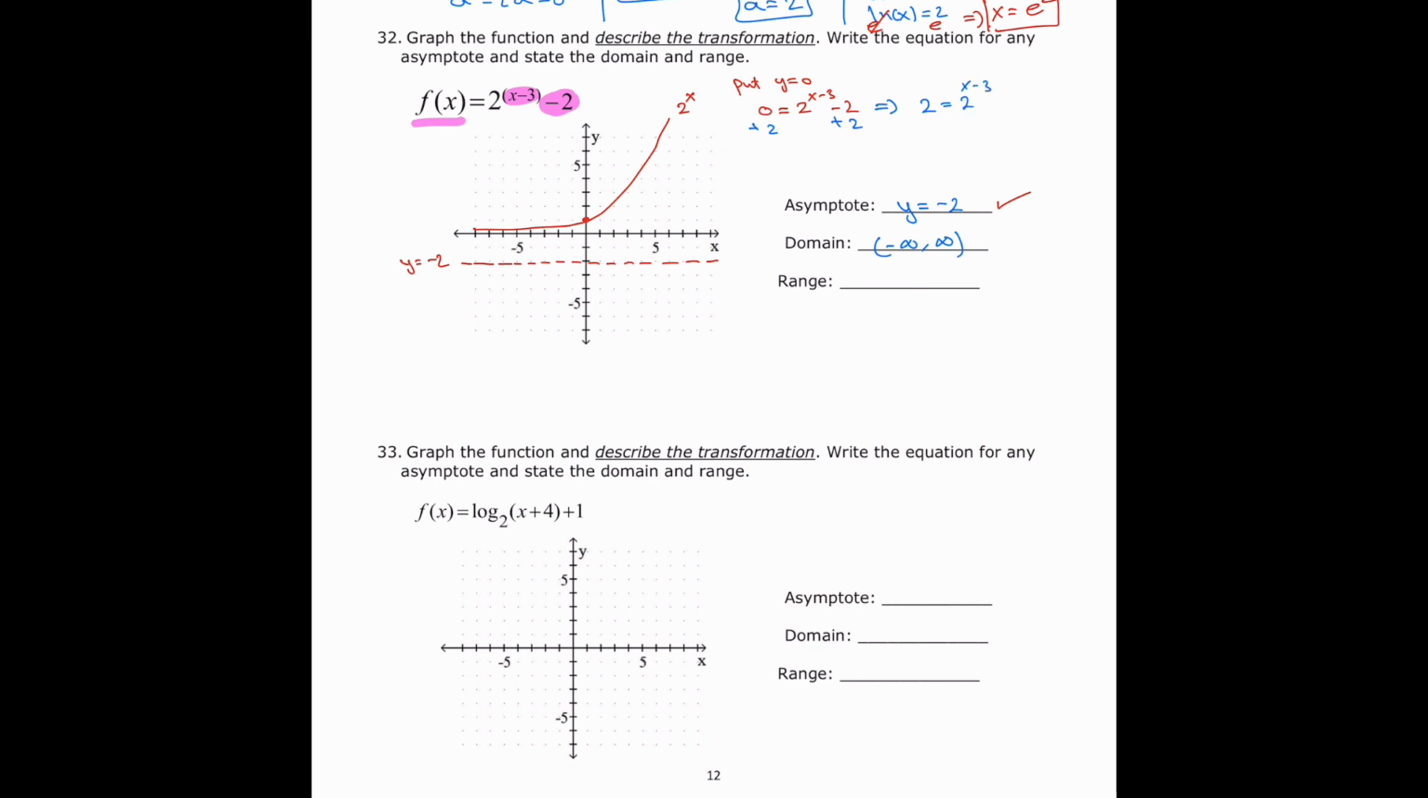Because we have the same base, that means the exponents are the same. If it's not there, it's equal to 1. So x minus 3 equals 1. Add 3, you get x is equal to 4. So the point is (4, 0). The x-intercept is (4, 0), which is approximately here.